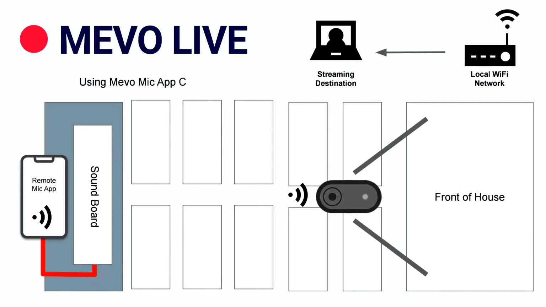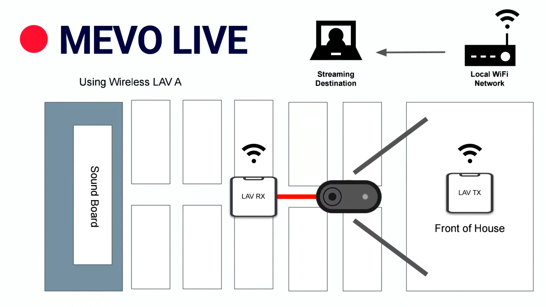Doesn't really matter. You can even take it one step further and route out of your soundboard into the remote mic source and then send that to the Mevo camera wirelessly. And then this will give you that option of having a full house mix sent to the Mevo wirelessly. So this is a setup where you can use a wireless lav. So let me show you what that looks like real quick.